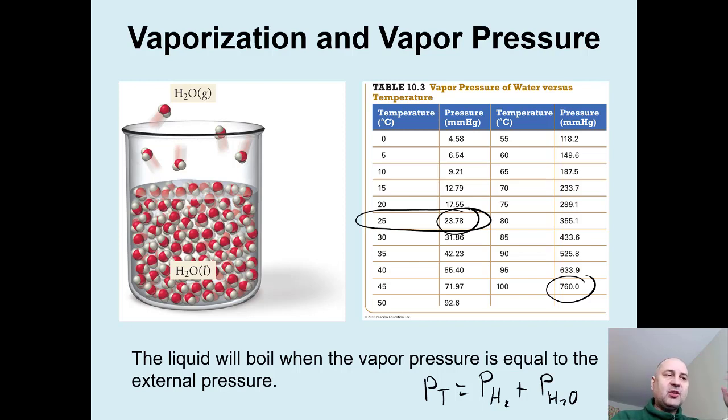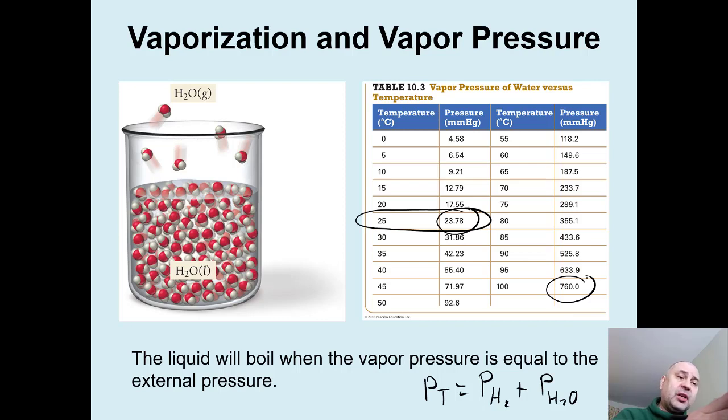If we have water at 25 degrees and the rate of evaporation and rate of condensation are equal, then we have the same amount of water present. If we increase the temperature, of course, we increase the vapor pressure of water. And when the vapor pressure is equal to the external pressure, that's when boiling occurs, right? That's when the rate of evaporation is higher than the rate of condensation. And so that's when you start seeing boiling.